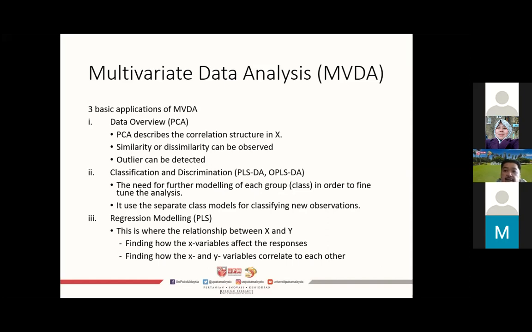Third is regression modeling using PLS to determine the relationship between X and Y. From this analysis, we can predict how the X variables affect the response and how the X and Y variables correlate to each other.